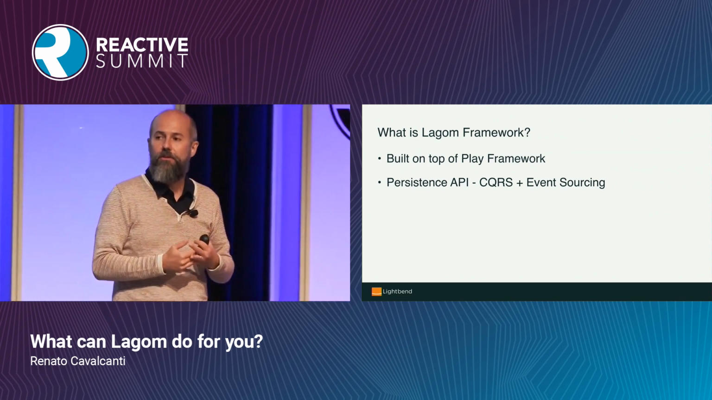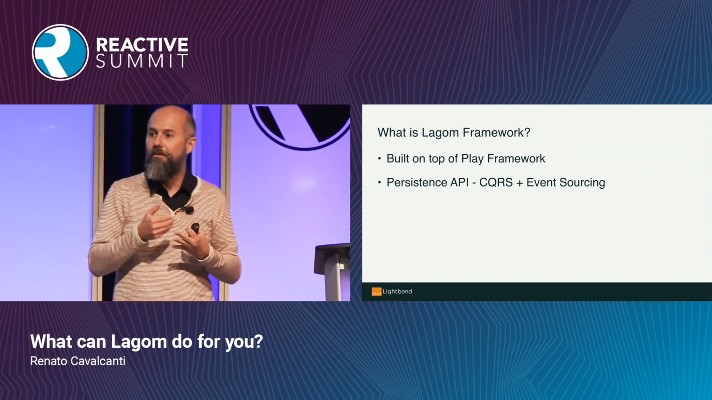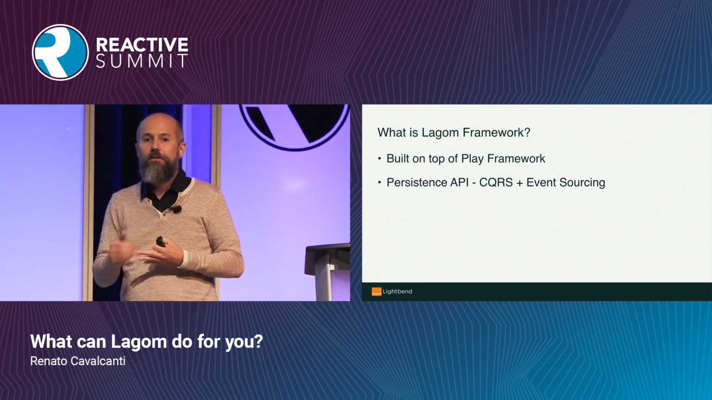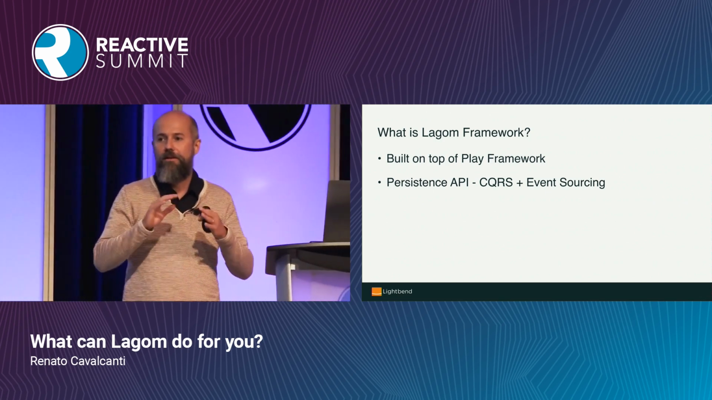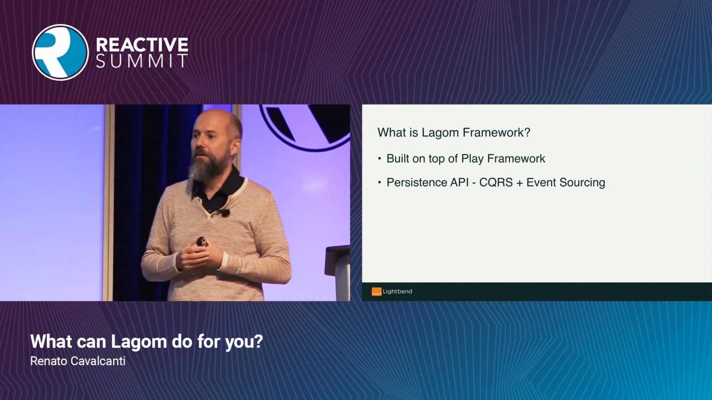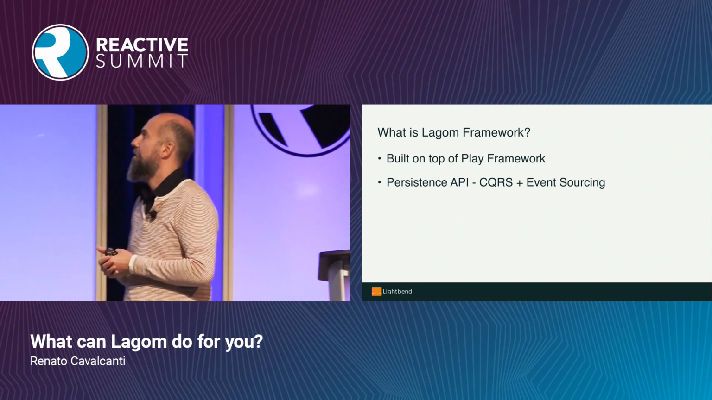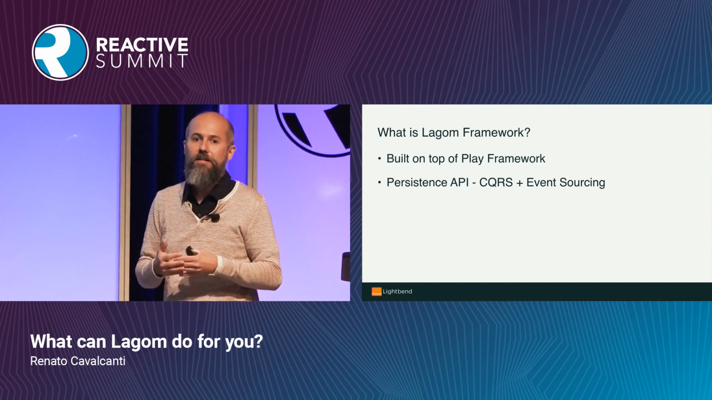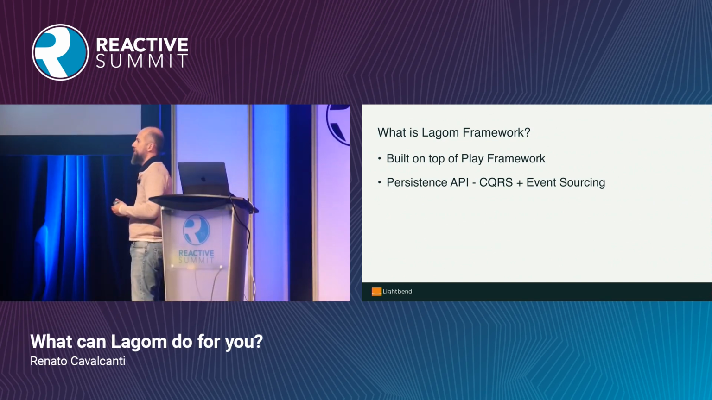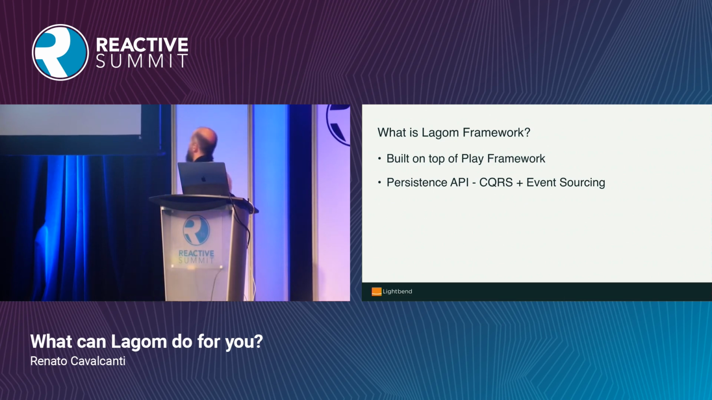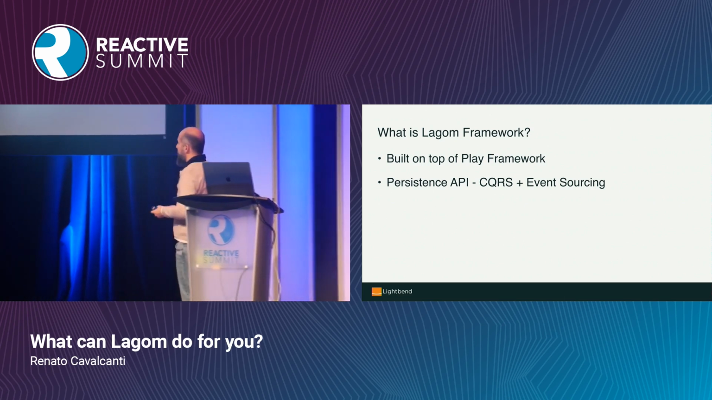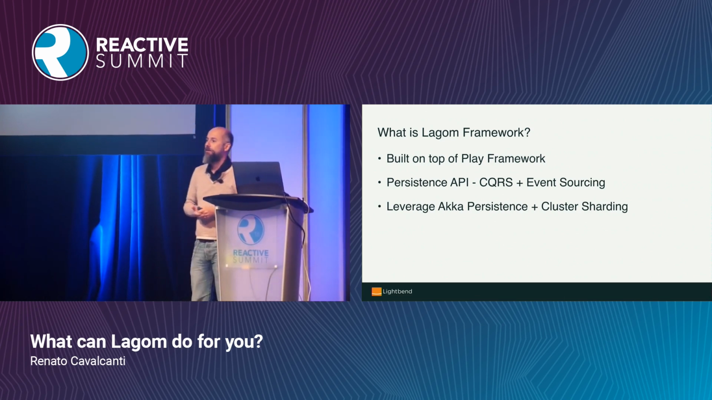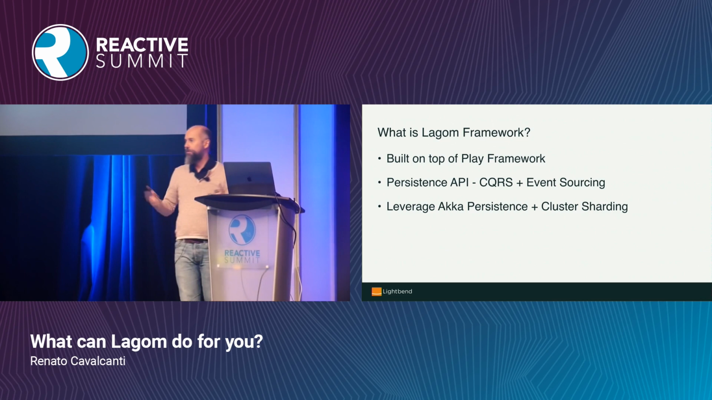The persistence API in Lagom embraces the principles of CQRS, command query responsibility segregation, and event sourcing. I will not give an introduction to what CQRS is. I will assume it as shared knowledge, but if that's not the case, please catch up with me later on, and I can expand more. It's built on top of Akka persistence, actually, and it uses Akka cluster sharding to distribute the load over the cluster.